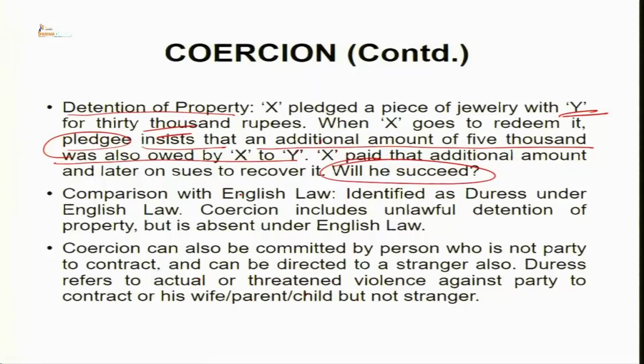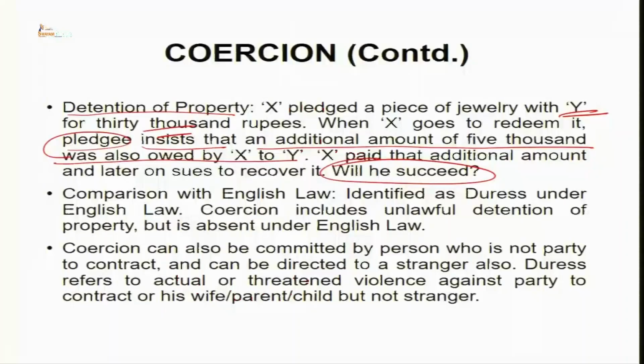Now the question arises, will he succeed? Because he has already given that money and he had got his piece of jewelry back which had been pledged. Can he successfully recover that amount? The answer is, it can be recovered. Now let us compare it with English law.